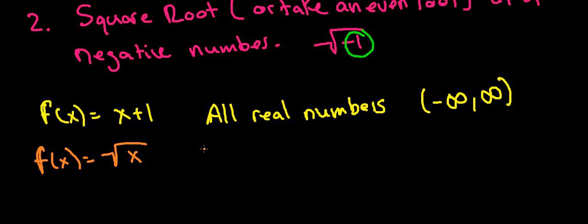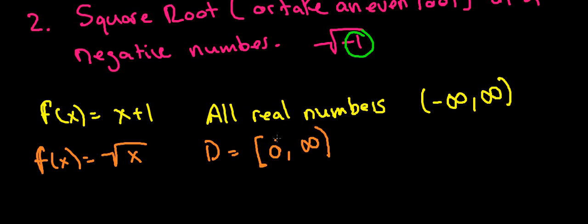So we would say that the domain of this is equal to 0 to infinity. And this bracket means that we include 0, because we can have 0 here. The square root of 0 is 0, but we cannot have anything smaller than 0. Cannot have negative 0.00001. So anything smaller than 0 is going to be a negative number. So this is where it stops. This is where we can't go any further and have real answers.